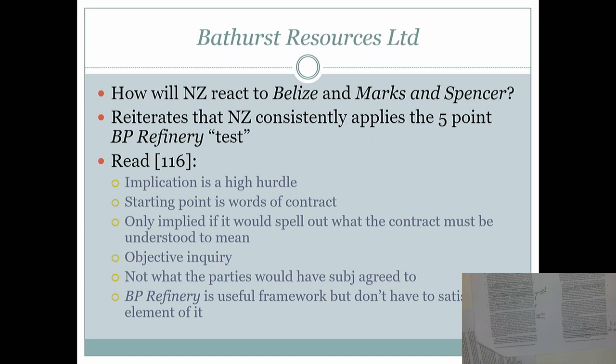Remember, the first three overlap. And the last two, you do need to always show that it's capable of clear expression and that it doesn't contradict any express terms. So you have to show those two. But the other three, you don't need to check them off. It's not a test in that respect. It's a framework.